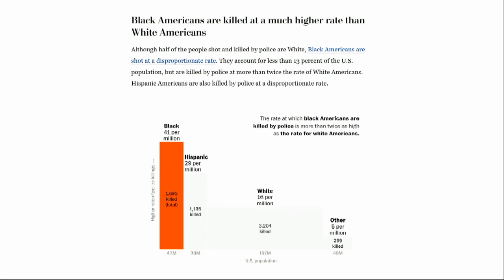So what we were trying to show is that you need to normalize the data, because while 3,204 people who were white were killed by police, and only 1,695 were black, per capita, in the case of black people it was 41 per million, and in the case of white people it was 16 per million. So it always depends on how you look at the data, and you have to normalize it to provide context.